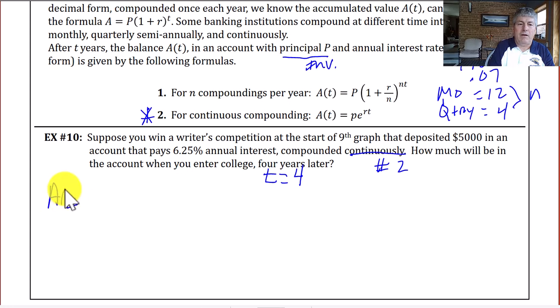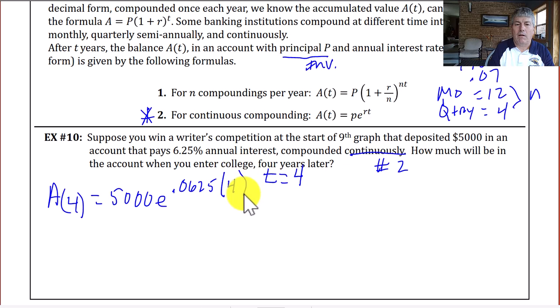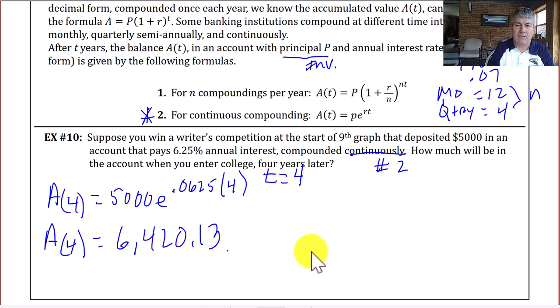So we want to know our ending amount, A sub t, or if you will, A sub 4, equals P, our principal amount, $5,000, times e to the r, our rate is 6 1/4%, so 0.0625, times t, or times 4. And we can go ahead and put that all into our calculator, and A sub 4 is $6,420.13.